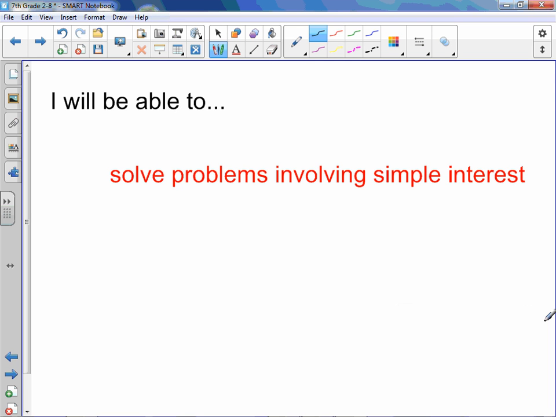Chapter 2, Lesson 8, Financial Literacy, Simple Interest. You will be able to solve problems involving simple interest.